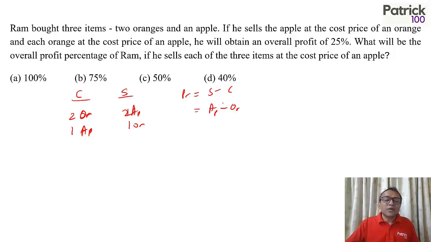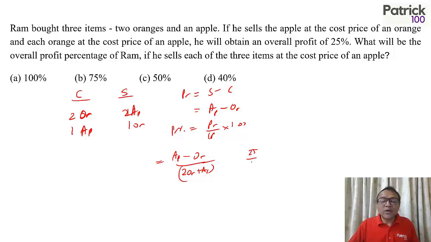Profit percent is profit upon cost price into 100. So it becomes apples minus oranges upon 2 oranges plus apples, which is the cost price. That should be 25 upon 100, or 1 upon 4. Which means 1 stands for apples minus oranges, and 4 stands for 2 oranges plus apples.